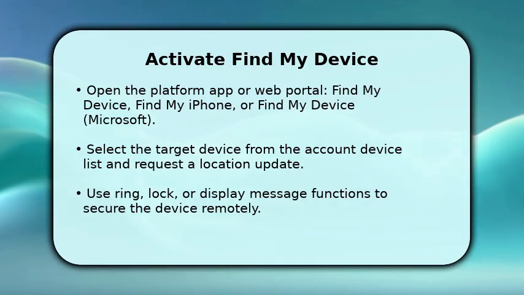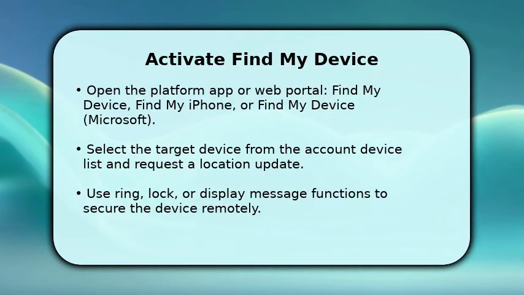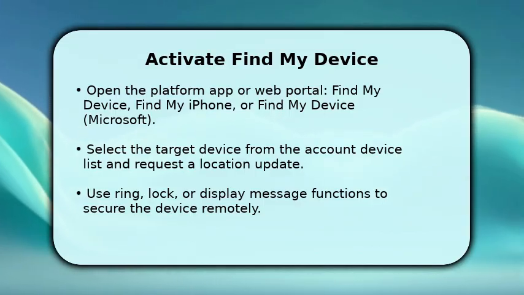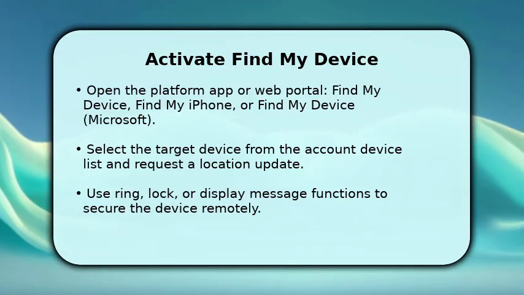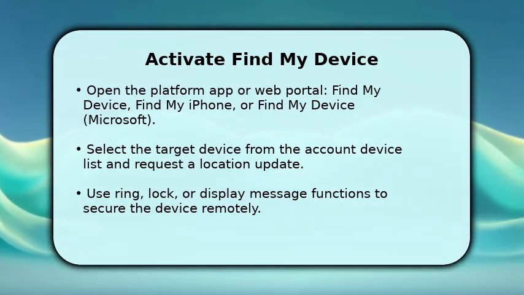If the device is nearby, choose Ring to help locate it by sound. If it's lost or at risk, use Remote Lock and display a contact message. These actions prevent access and increase chances of recovery, while the location data updates in real time.